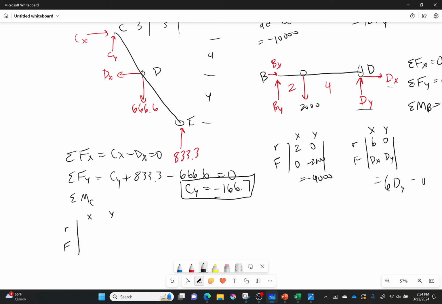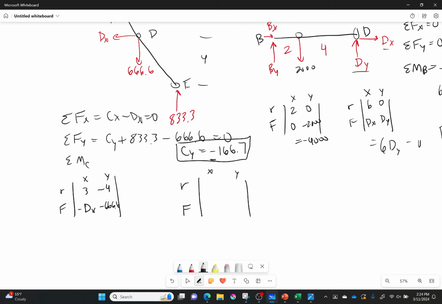RF, x, y, Fx, Fy. Okay. So with that being said, for point D, I'll do that one first. The distance in the x direction is 3. Distance in the y is negative 4. Down is negative, left is negative. Force in the x direction is equal to negative DX. Force in the y is negative 666.6.